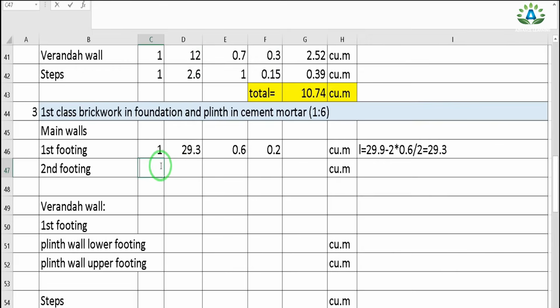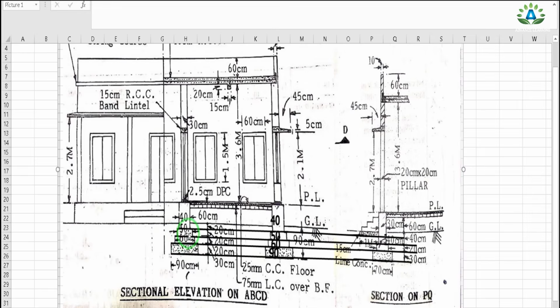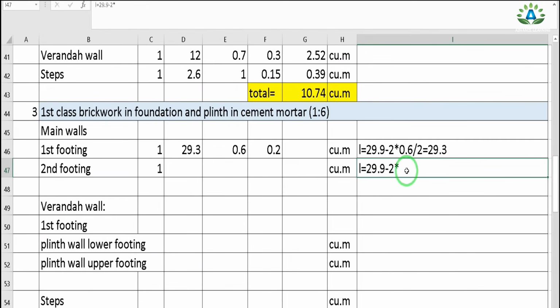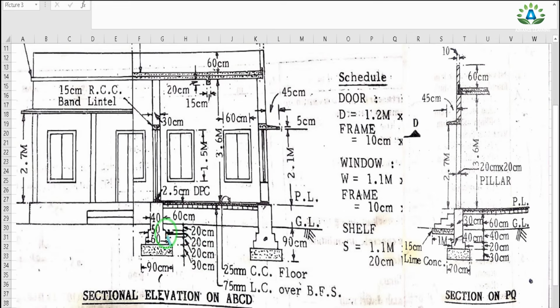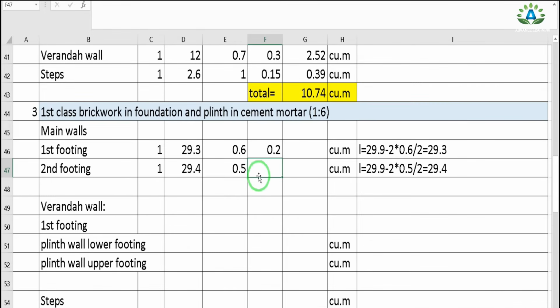And we have only one number of this second footing, and this length equals the total center line length, that is 29.9, minus 2 into the width of footing. So our second footing has a width of 0.5 meter. So minus 2 into 0.5 by 2, and we get 29.4, and the width is 0.5, and the height of this second footing, this portion, is 20 centimeter, so 0.2.